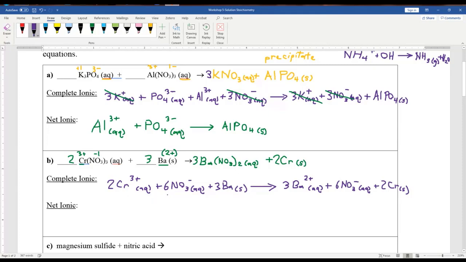So what cancels out here? It looks like it's just going to be 6 nitrate, yeah, 6 nitrate. That's really lame. I wish it looked a lot cleaner than that. I've never seen aqueous ions on the right side before. That really throws me off. Really? Yeah. I don't know what kind of problems she's been having us do, but I've never seen it.